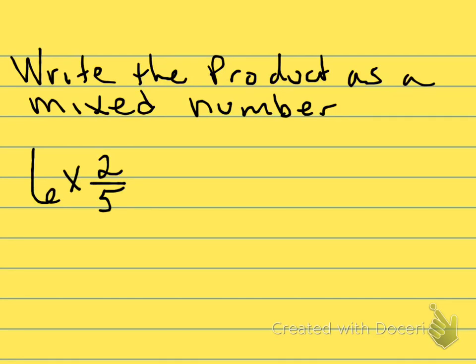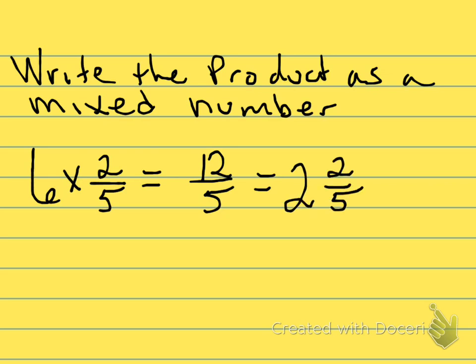Here's our equation. 6 times 2/5 equals. Okay, I've got my whole number. I'm going to multiply my whole number times my numerator. My numerator is 2. 6 times 2 is 12/5. I know that 5 goes into 12 2 times with 2 left over. So 6 times 2/5 must equal 2 and 2/5. Let's try another one.